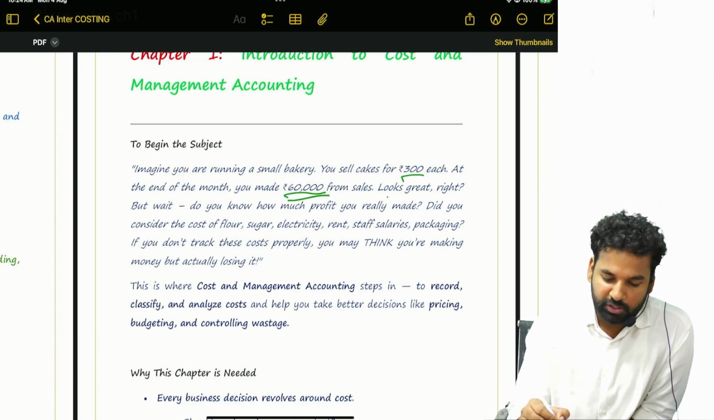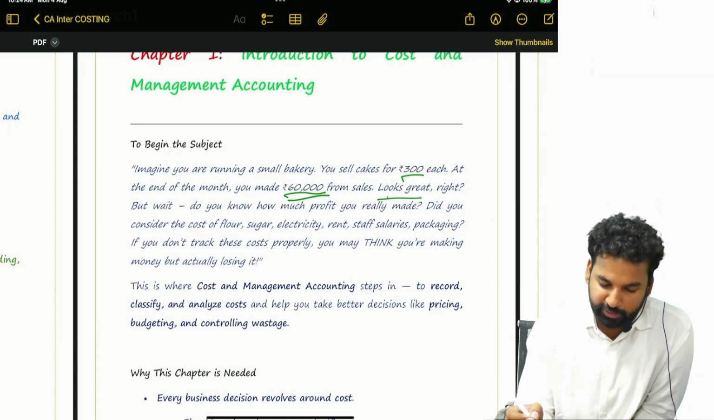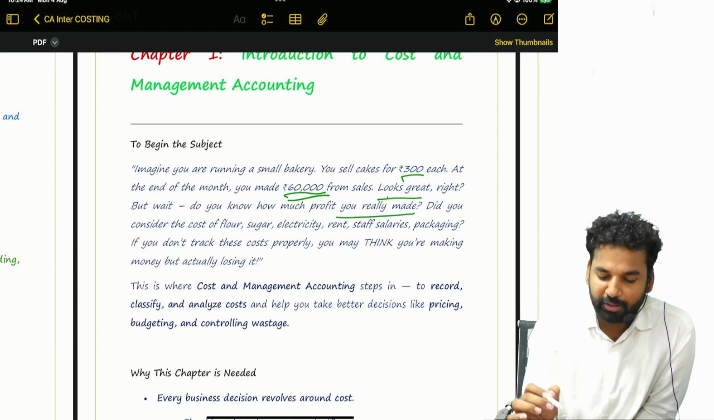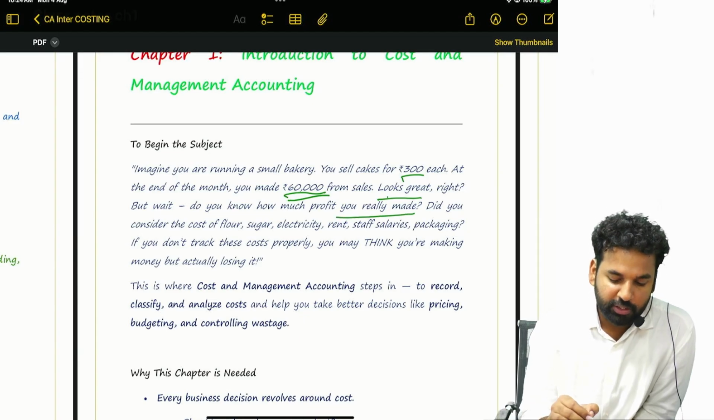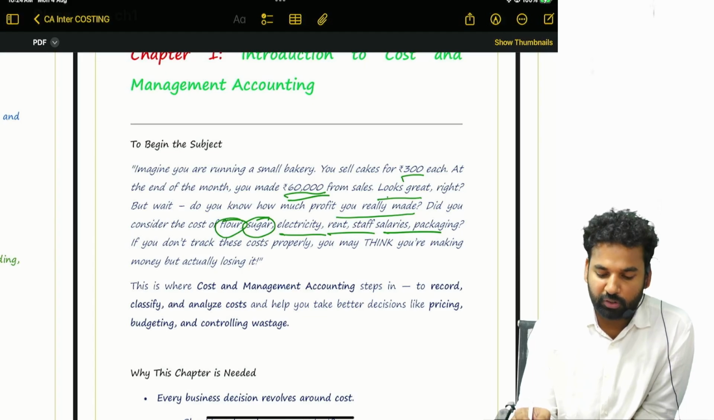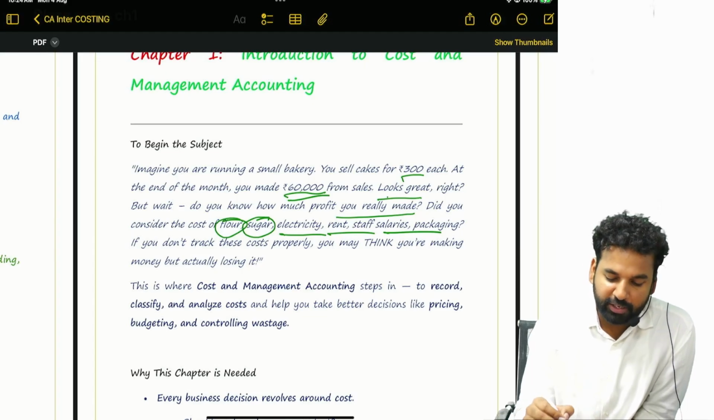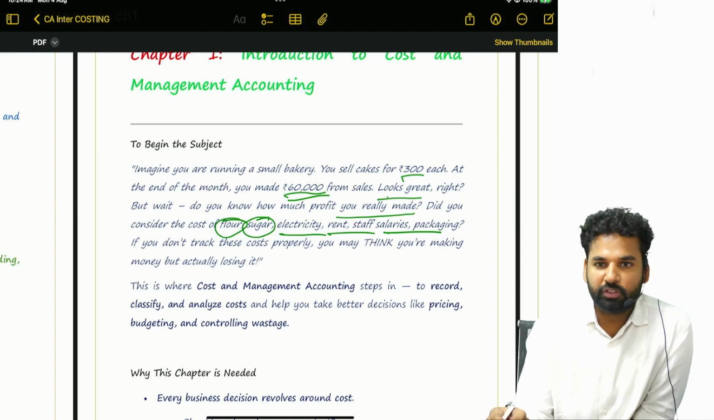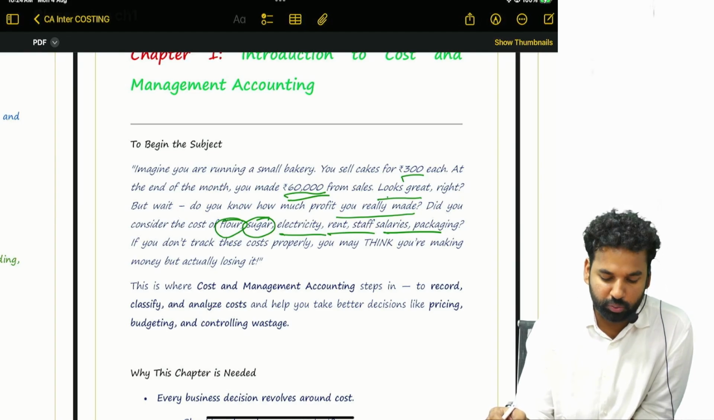Okay, so 60,000 rupees looks great, right? But wait, do you know how much profit you really made? Did you consider the cost of the flour, the main ingredient, sugar, electricity, rent, staff salaries and packing? All these are common costs. If you don't track these costs properly, you may think you are making money, but actually you may be losing money.